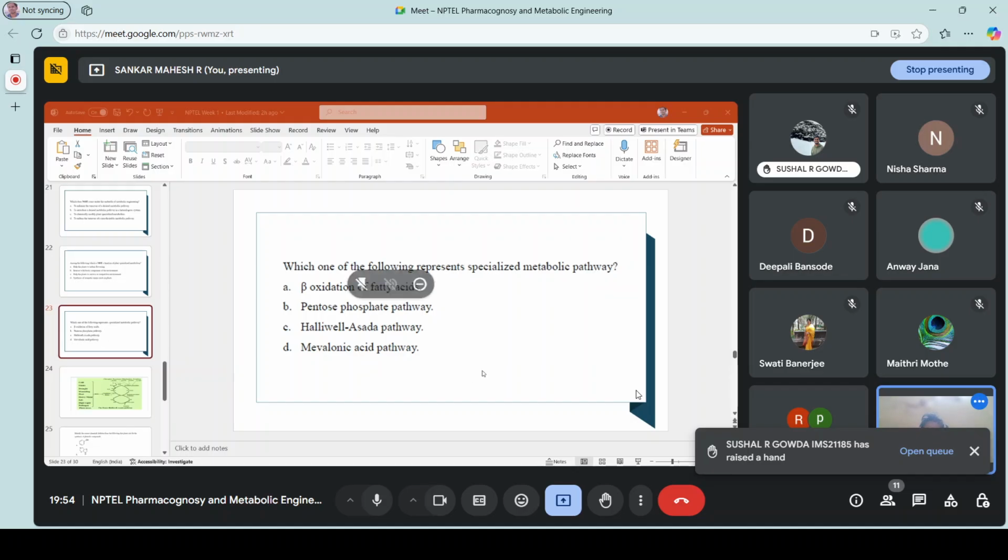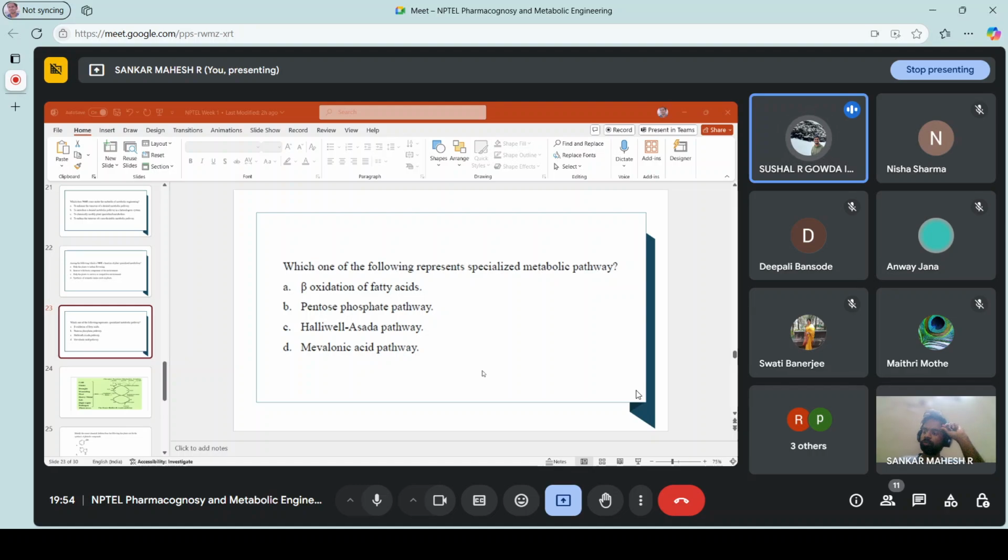Yeah, Sushal. Hello. Yeah, I can hear you. So I think the answer is D. Mevalonic acid pathway is the specialized metabolic pathway among all this. Do you know what mevalonic acid pathway is? Yeah, it produces the precursors, right? IPP and DMAPP, which are like the building blocks for many plant terpenoid synthesis. Or I mean, need not be plant terpenoid. There are many things that come out of mevalonic acid pathway. And all those are specialized and are particular to different plants based on whatever enzymes they have after the production of IPP and DMAPP.